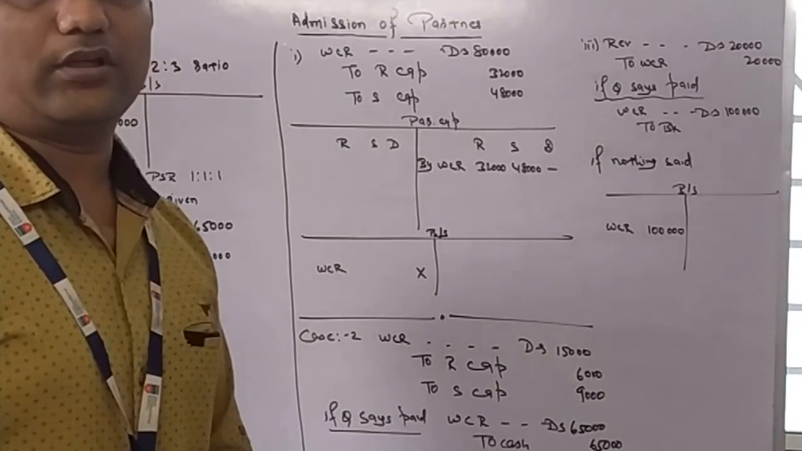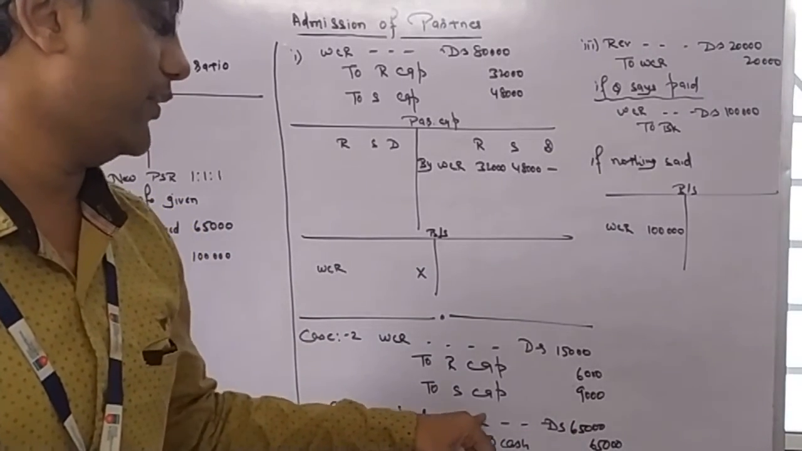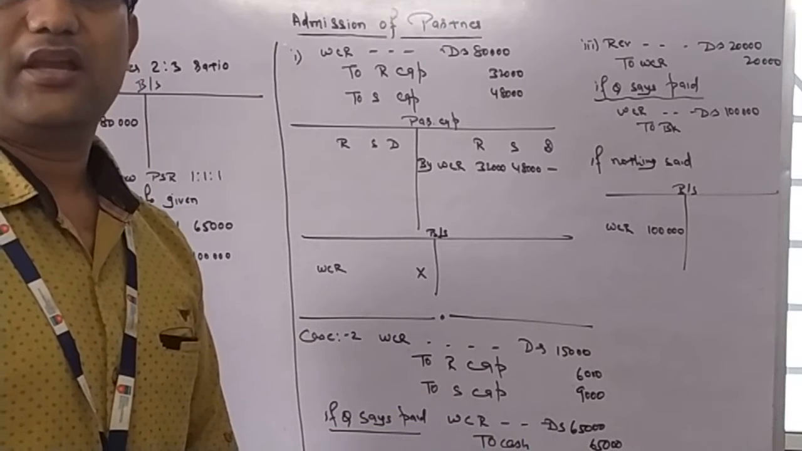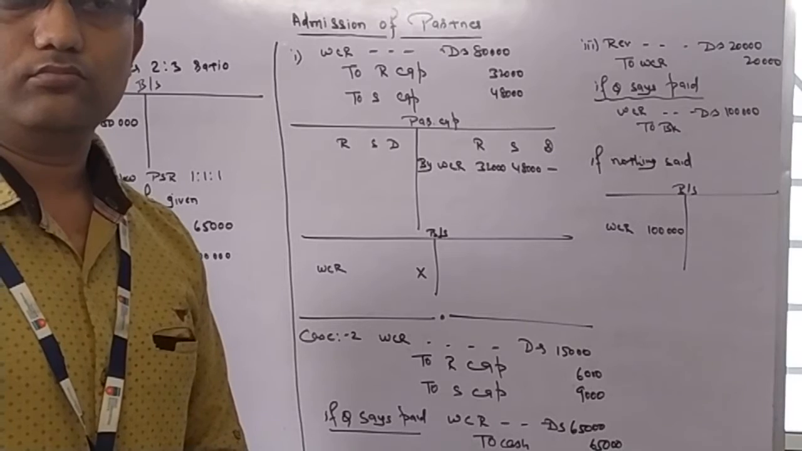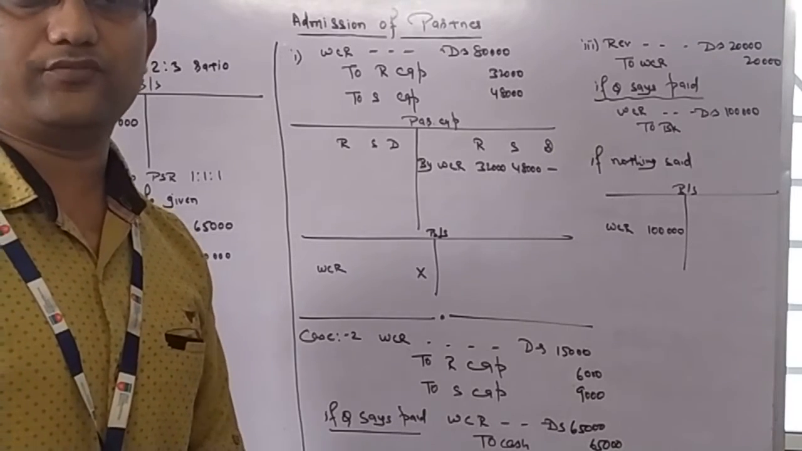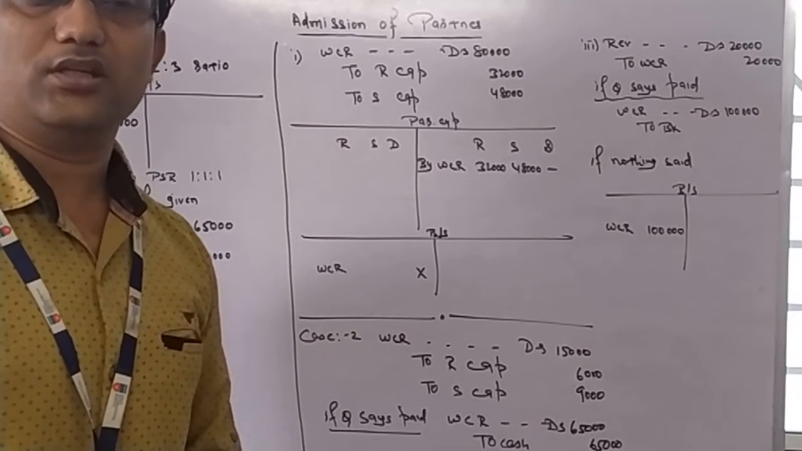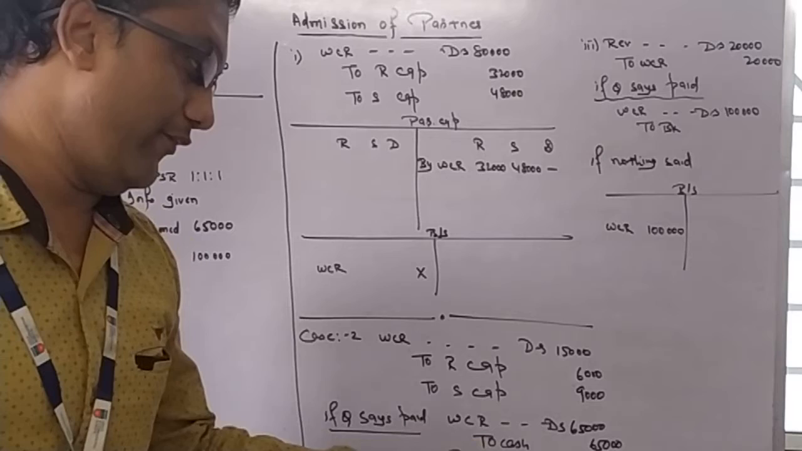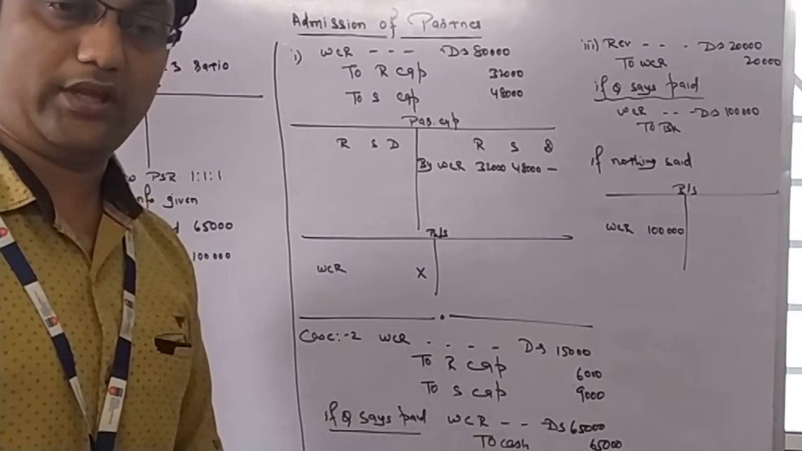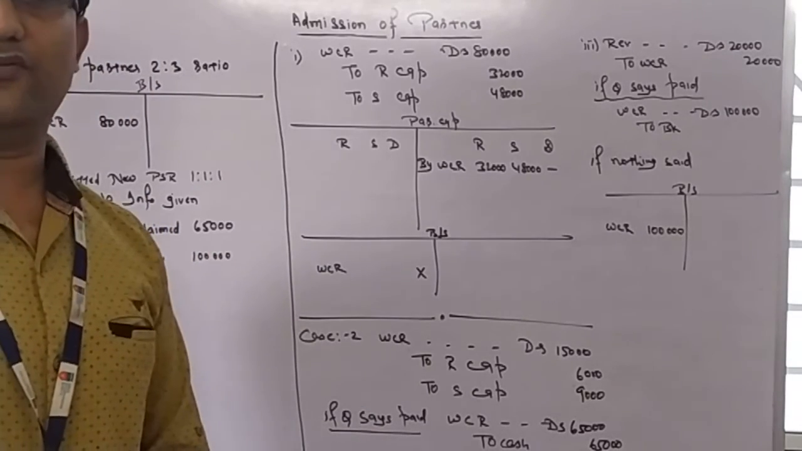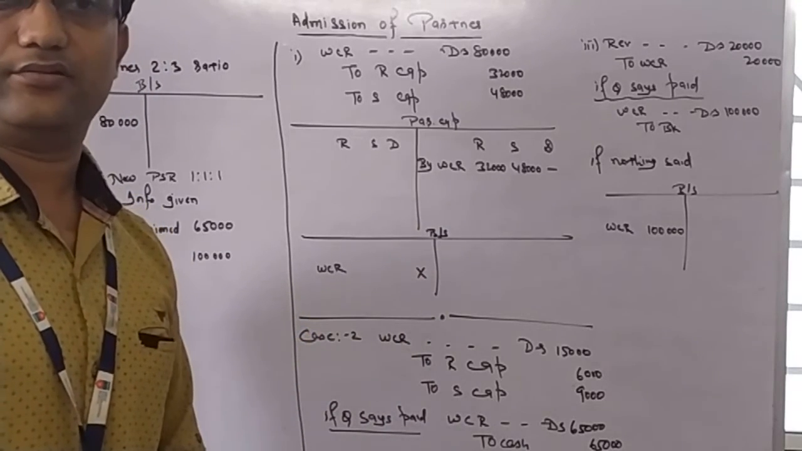This 65,000, if the question says it has been paid, then I will write workman compensation reserve account debit to cash. And if the sum says it has not been paid, it has only been admitted till now, there is no information regarding payment of the compensation, then this 65,000 will be shown in my balance sheet as my liability. Either I have paid or it is yet to be paid. If I have paid, then workman compensation reserve to cash, and if it is yet to be paid, then workman compensation reserve will be shown in the balance sheet liability side.